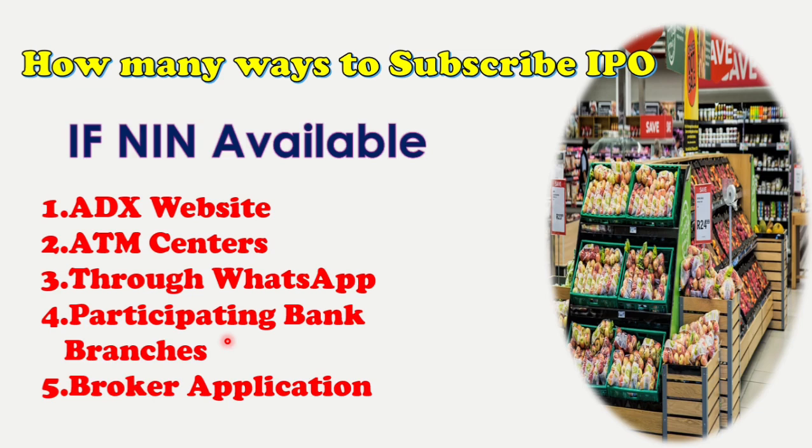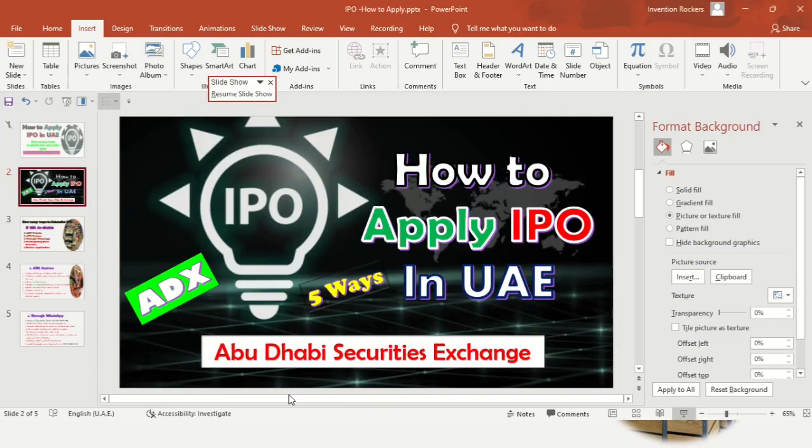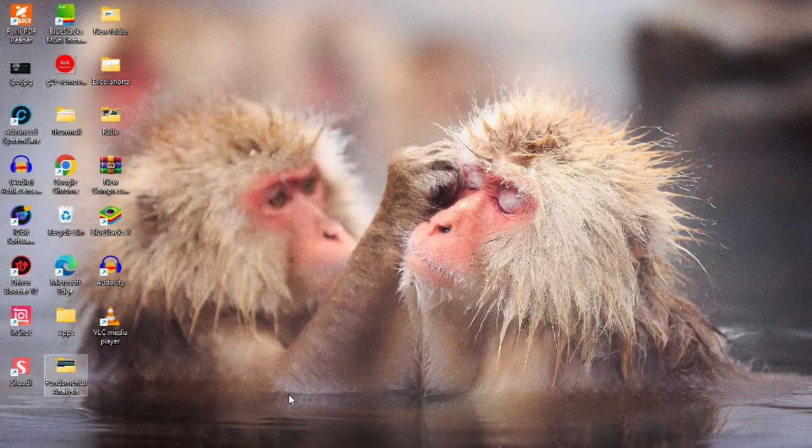The fifth way is a broker application, because a broker is a middleman between the depository and the exchange, right? So if you already have a broker application, an authorized person approved by ADX, you can also subscribe to an IPO through that person. All those things we are looking at here. For each and every line I will show you examples of how you need to do it. The first one, the ADX website. What you need to do is go to the ADX website right now.